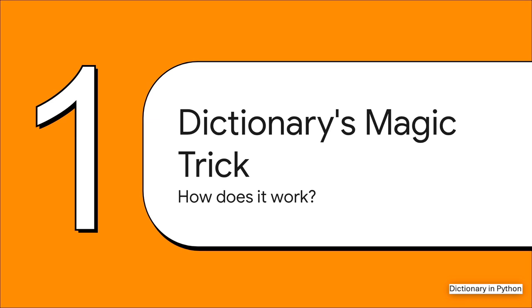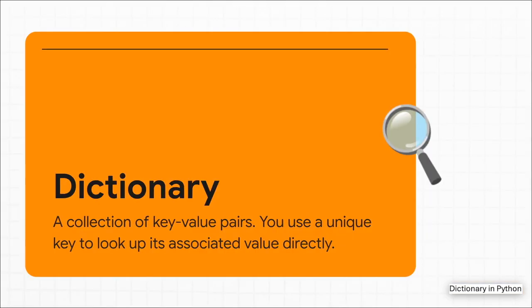To really get it, we first need to make sure we're all on the same page about what a dictionary actually is. At its most basic level, a dictionary is just a collection of key-value pairs. And the analogy to a real dictionary is just perfect. The word you look up is the key, and the definition you find is the value. In code, this means you can use some unique key to get directly to its data, no searching needed.